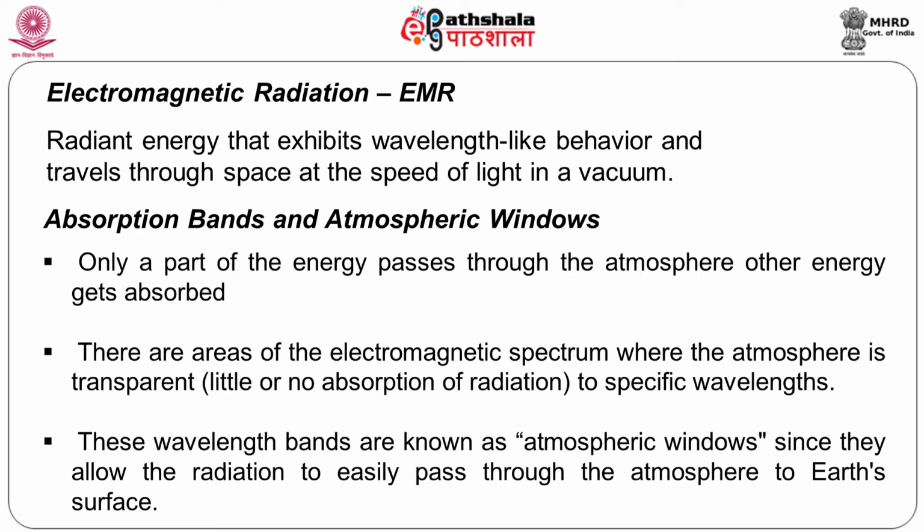What you should know is that this electromagnetic radiation will be propagating through the atmosphere from the sun in wavelength-like format, in the sense it will be reaching the surface in different wavelengths. What we intend to do is find that part of the energy which is capable of passing through the atmosphere and reaching the surface, and we will not be interested in that part of the energy which gets absorbed in the atmosphere itself.